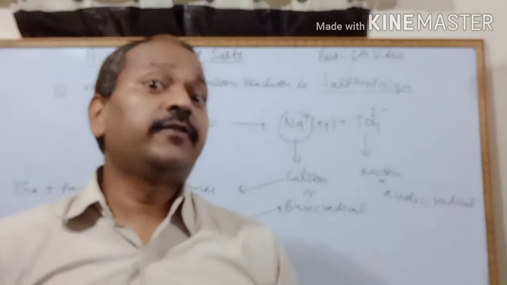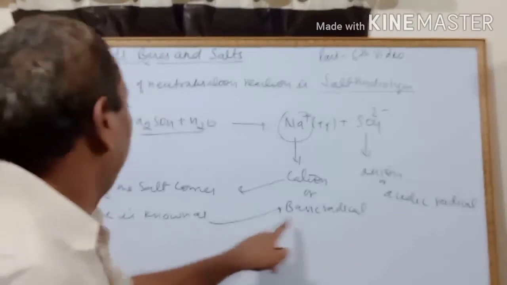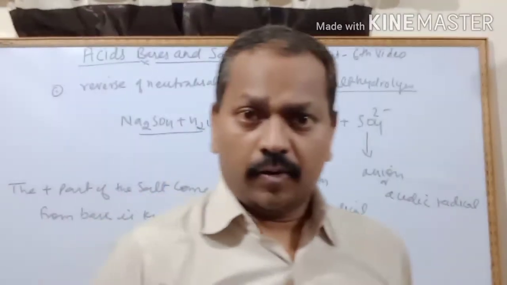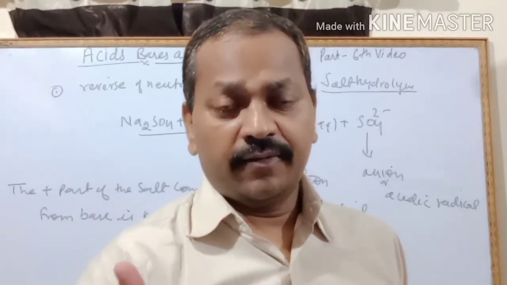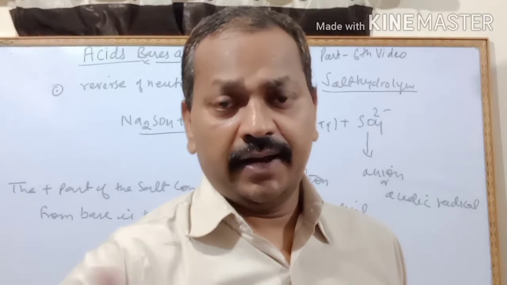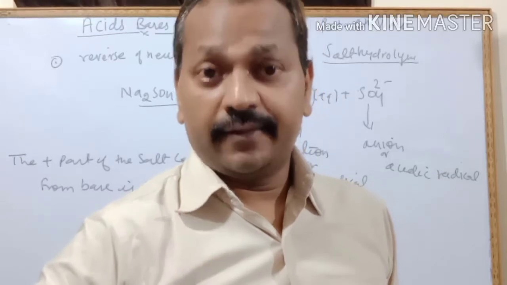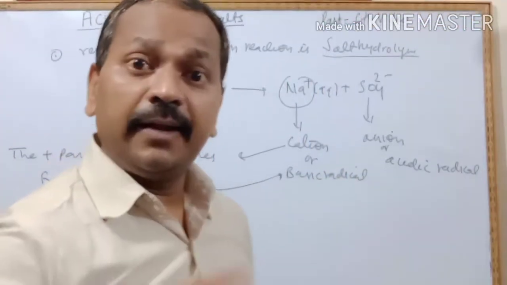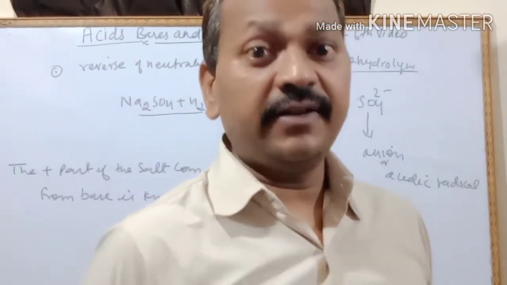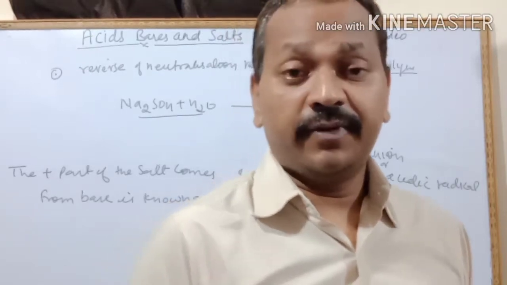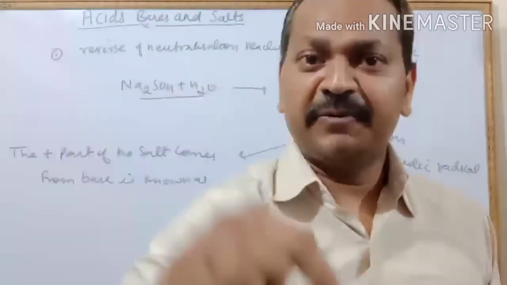Normally ions are charged particles, right? So basic radical is this: the positive part of the salt that comes from the base is known as basic radical. The same concept will be applicable in defining the acidic radical. All anions are acidic radicals. So second, the negative part of the salt that comes from the acid is known as acidic radical. Again I am telling, the negative part of the salt that comes from acid is known as acidic radical.